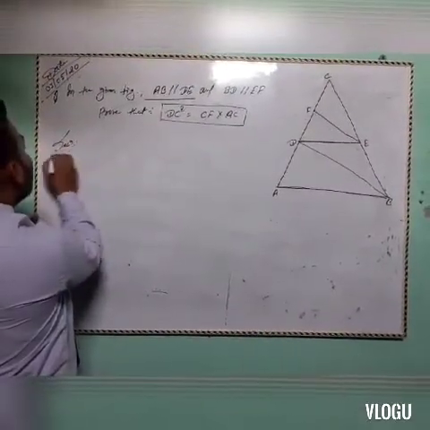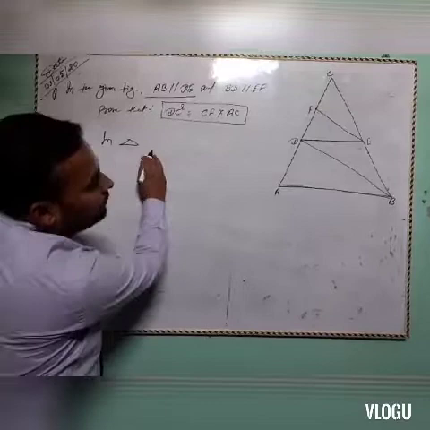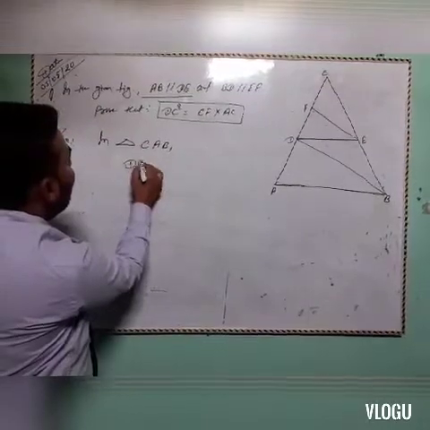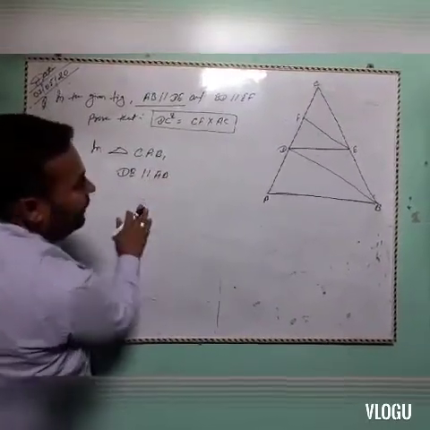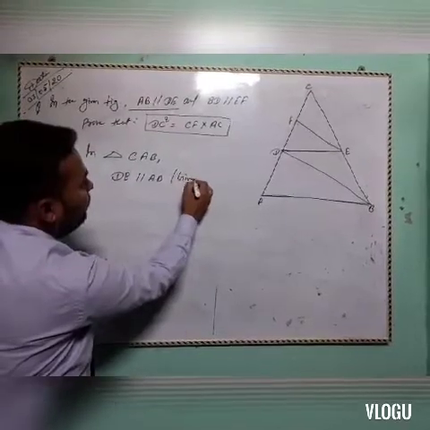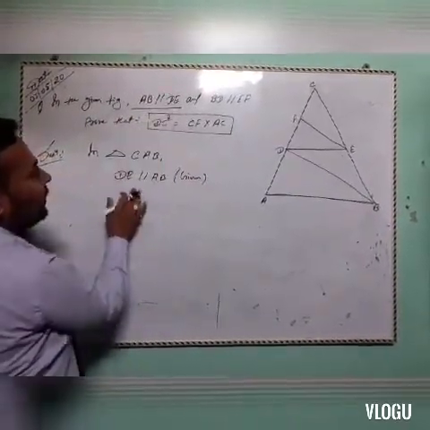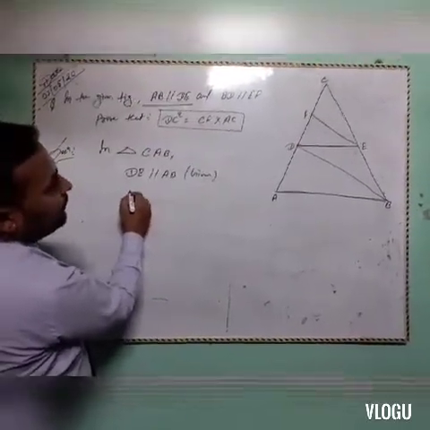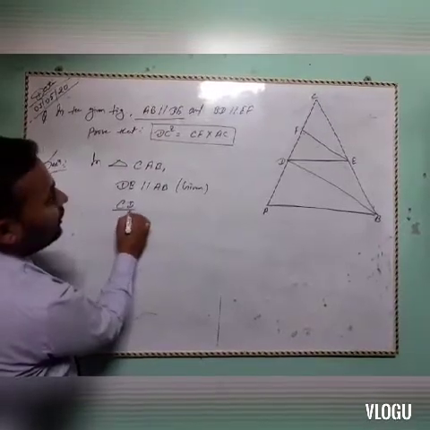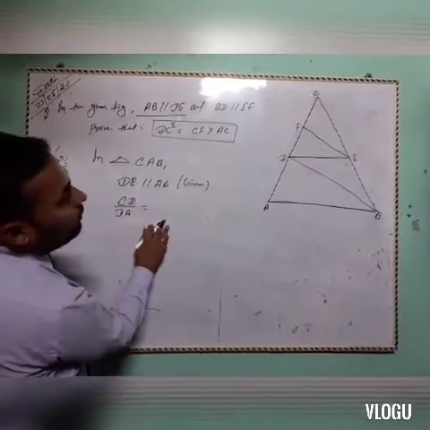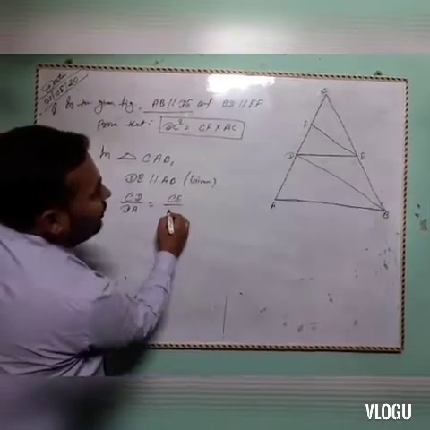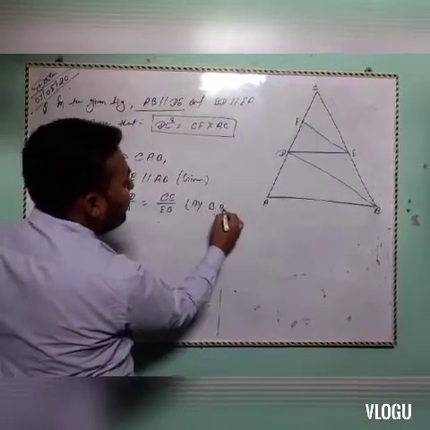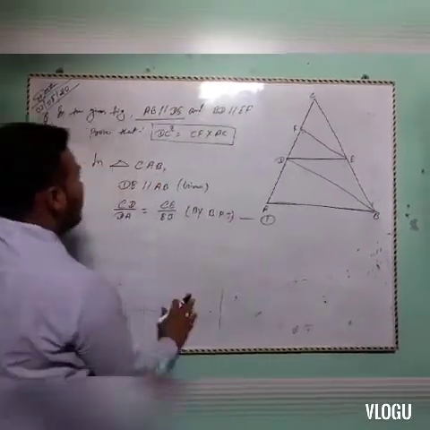Let's start the solution. In triangle CAB, DE is parallel to AB, given. Then we say that CD by DA equals CE by EB by BPT. Equation first.